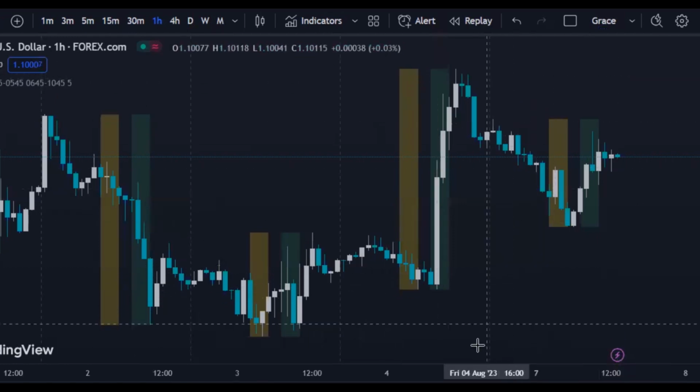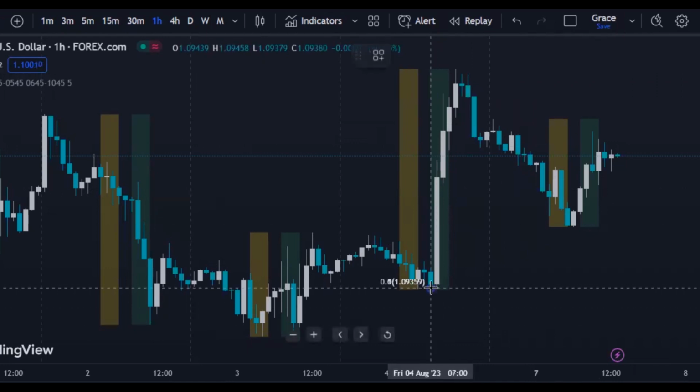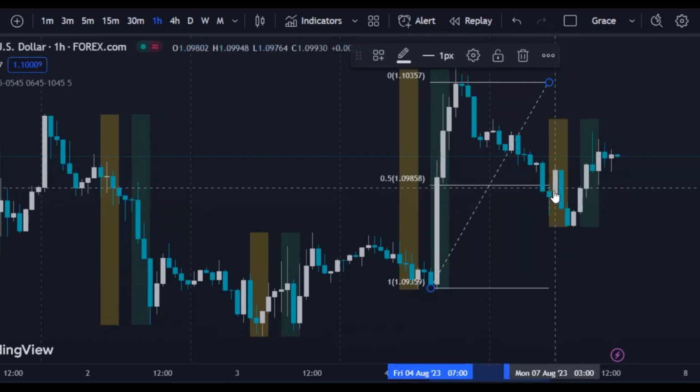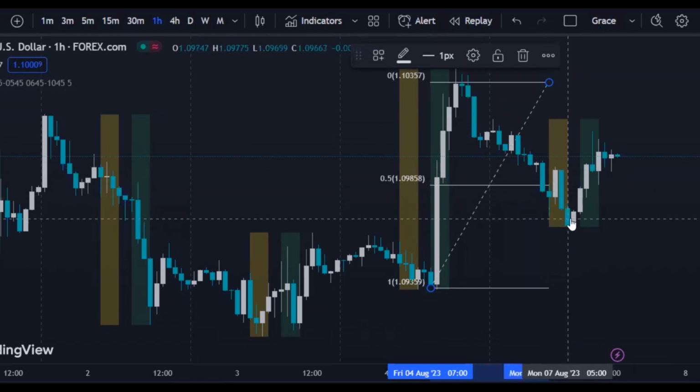So this is recent price action. If I take my Fibonacci from this level, from this low to this high, you can see price just traded to the downside. This London session today, price traded to the downside.